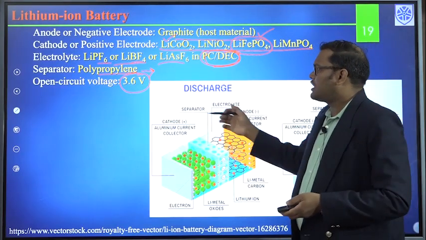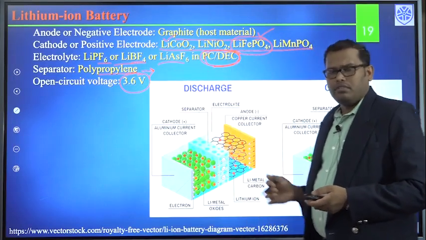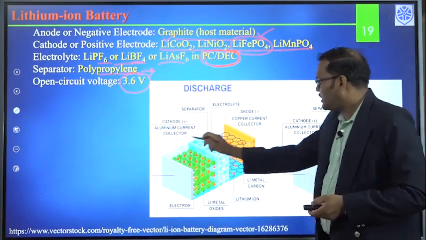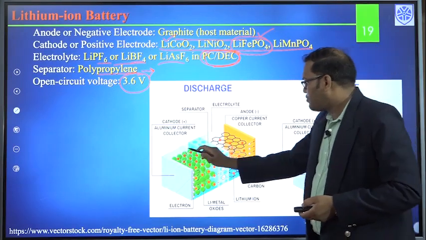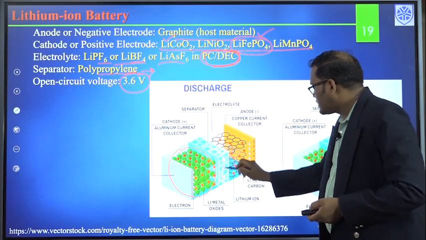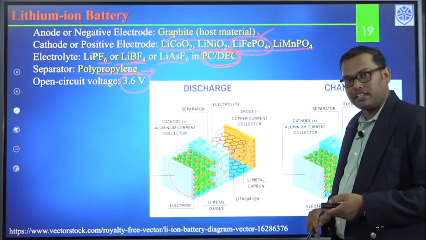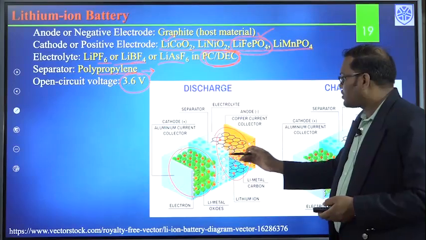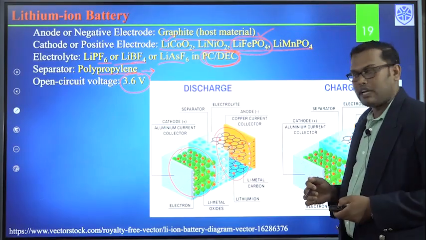Okay. So, these are typical components of a lithium battery. This is basically a schematic diagram you can see. This is my cathode, which is lithium cobalt oxide for example, and this is the host material, which is graphite. We will come to what is happening in a couple of slides.